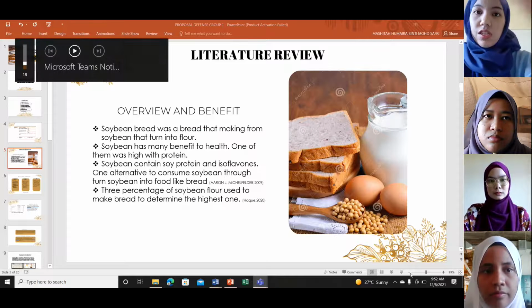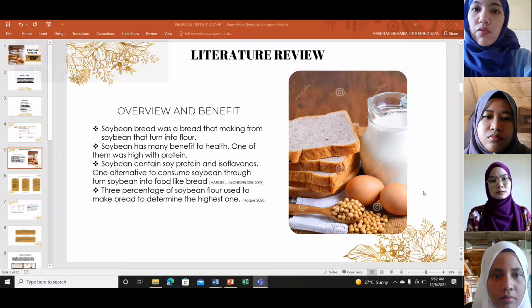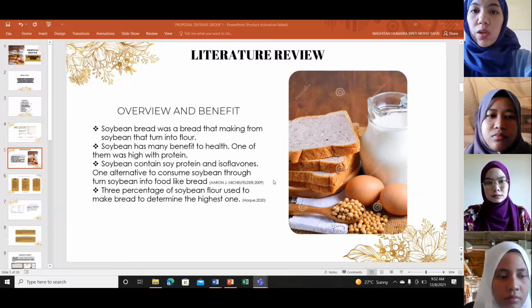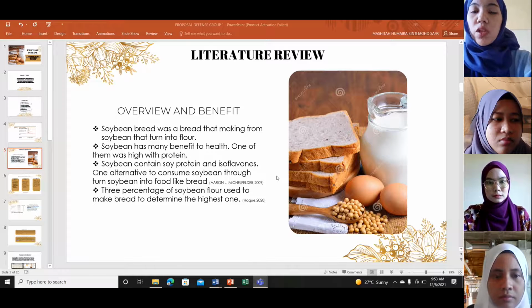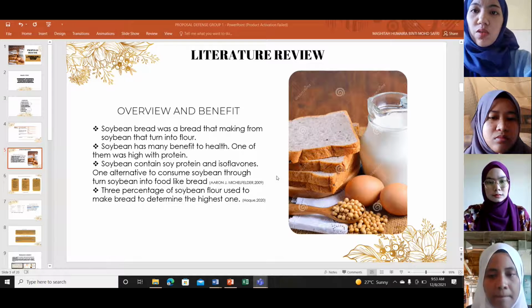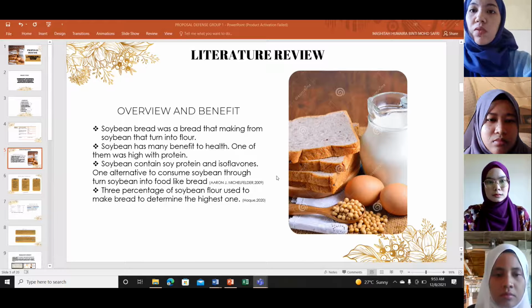Okay, next for the literature review, overview and benefit. Soybean bread is a bread made from soybean that is turned into flour. Soybean has many benefits to health. One of them is high protein. Soybean contains soy protein and isoflavone. One alternative to consume soybean is to turn soybean into food like bread. Three percentages of soybean flour are used to make bread to determine the highest one.